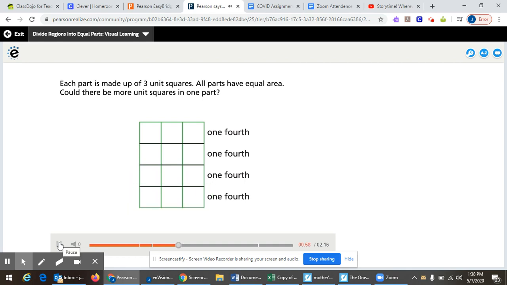Could there be more unit squares in one part? If you have 4 equal parts, how many unit squares do you have in each part? You should see that you have 1, 2, 3, 1, 2, 3, 1, 2, 3, and 1, 2, 3. So you have an equal number of unit squares in each part. So you can't have more than 3 in any of those parts.